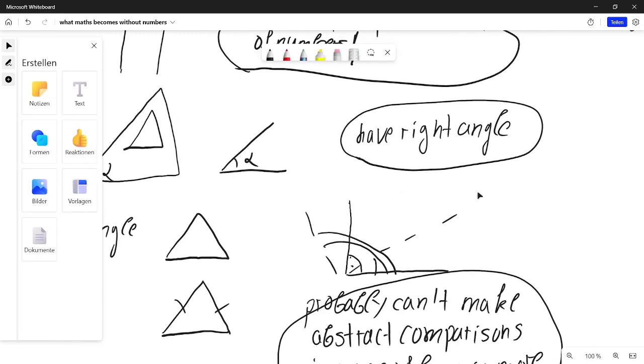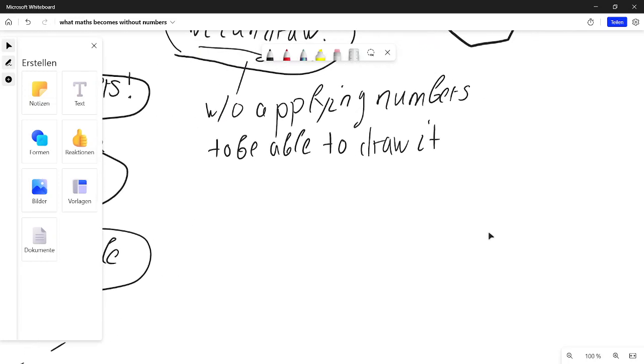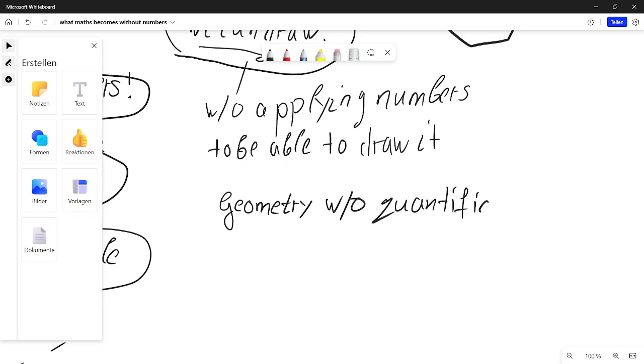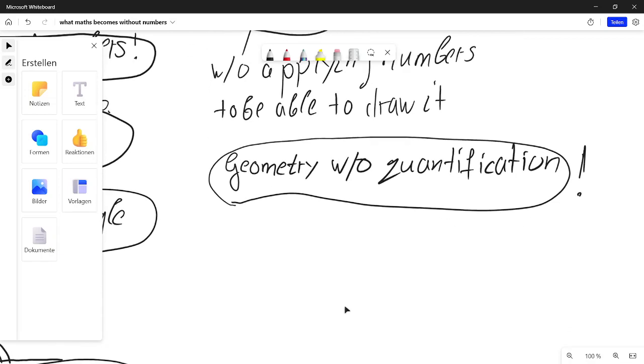Right, so actually, what do we have? Geometry without quantification. So geometry without quantities, or more or less. What could we do in such geometry?